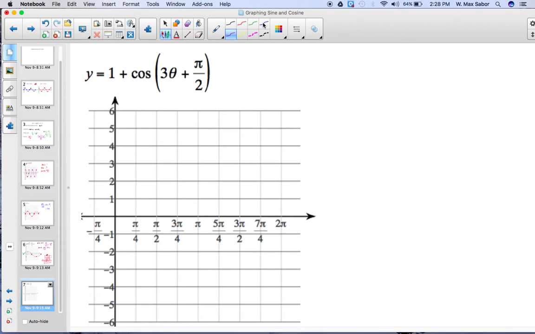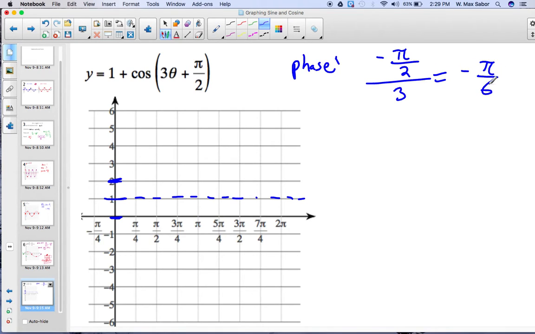Here's another example. We have a phase shift up this time. So here's going to be our equilibrium line. We have no amplitude shift, so the range is from 0 to 2. Let's find the phase shift. It's going to be negative pi over 2 divided by 3, which is negative pi over 6. So somewhere around here, but it's cosine, so we're starting at a maximum.